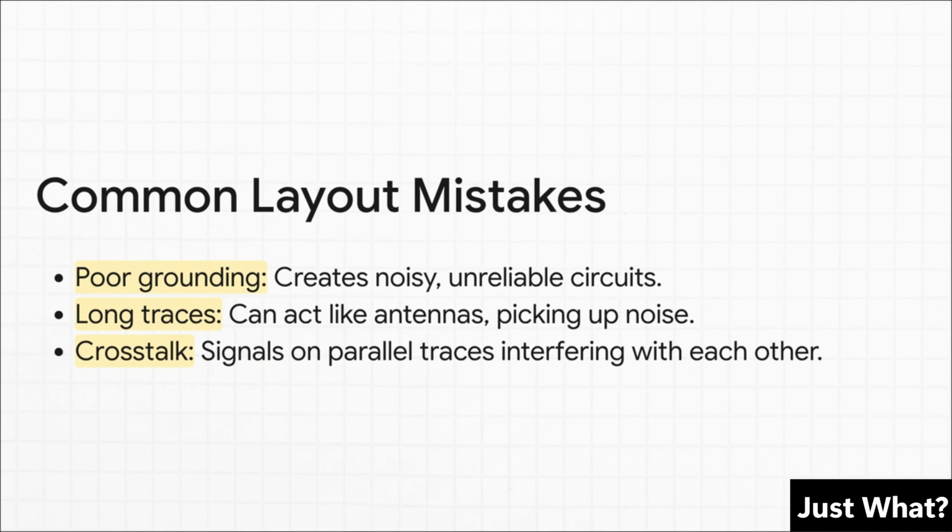And these challenges lead to some classic layout mistakes. For example, a poor grounding scheme is probably the number one cause of noisy, unreliable circuits. Another big one is having unnecessarily long traces, which can accidentally act like little antennas picking up or broadcasting noise. And then there's that crosstalk we talked about, where signals in parallel traces can interfere with each other.